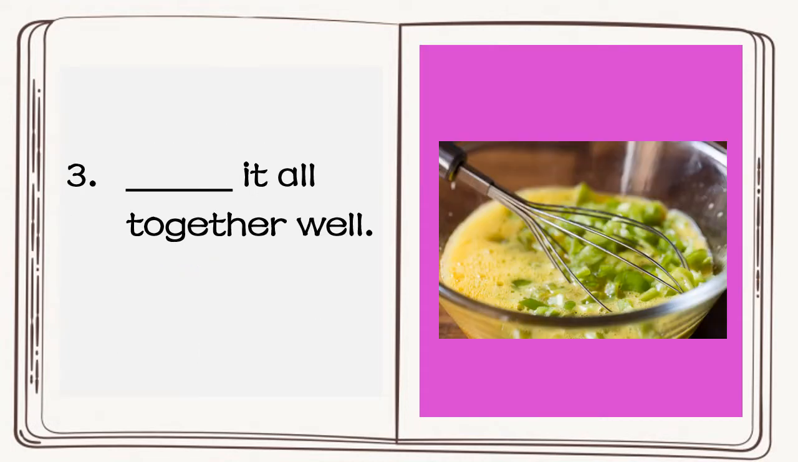Okay, class. Now look at this cooking direction and the picture. Okay, look at this picture. Can you tell me what is the suitable verb to write in this blank? Did you get the suitable cooking verb? Okay, now let's check your answer. Stir it all together well. Did you get correct?